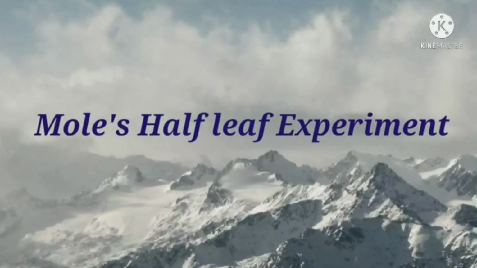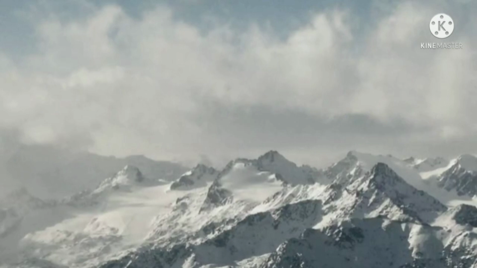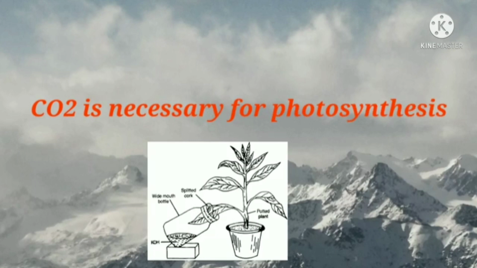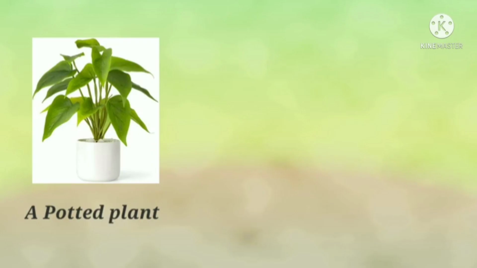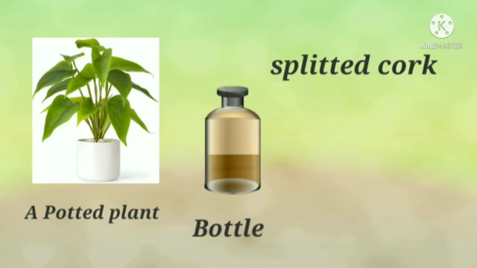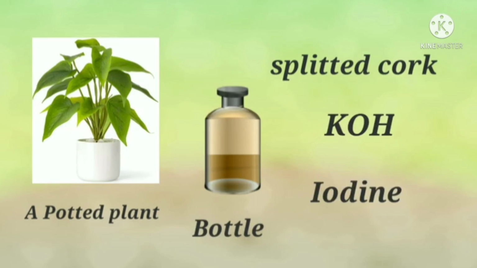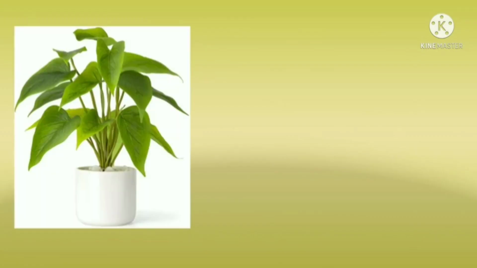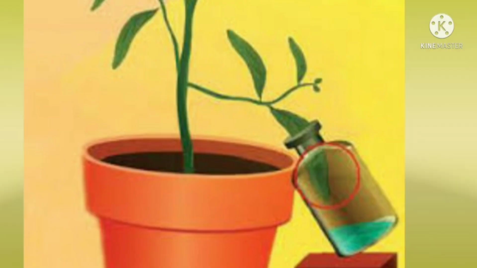Moll's half-leaf experiment. By this experiment, we are going to prove that carbon dioxide is necessary for photosynthesis. For this experiment, we need a potted plant, wide-mouthed bottle, split cork, KOH, and iodine solution. Before conducting the experiment, we have to destarch the plant. Then only our experiment gives correct result. For this, we have to keep the plant in a dark room for 7 days.